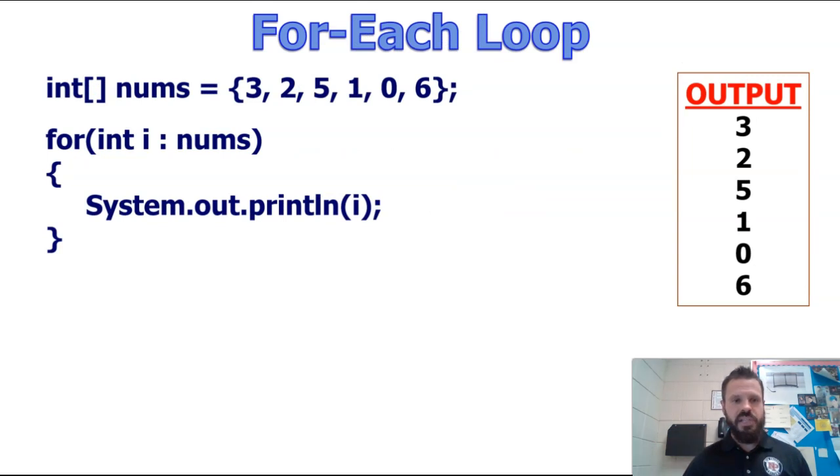So what I have on the slide now is the corresponding for each loop. Again, I have the same int array of nums, and what this is going to do is for each int i in the array nums, we're going to print out that i. This will give us the exact same output, and as you can see, that for each loop is going to be a little more compact, a little cleaner to read than the typical for loop.